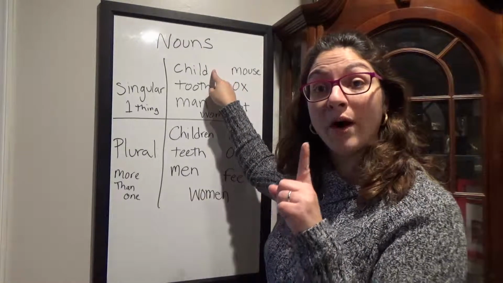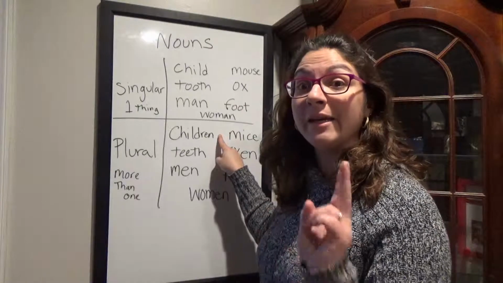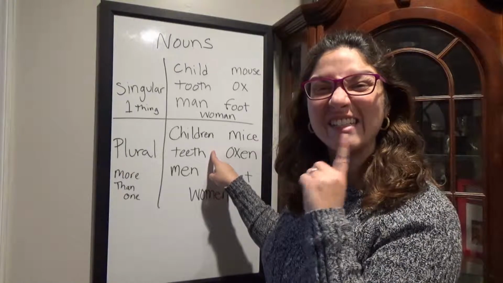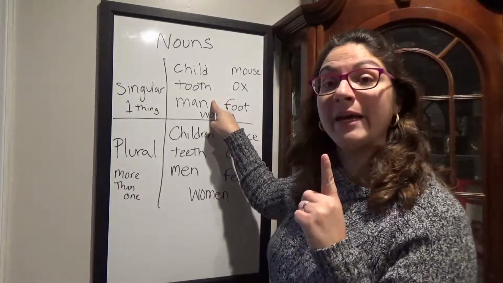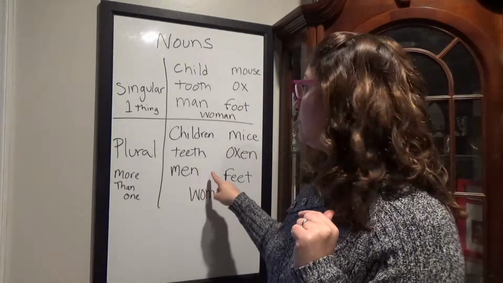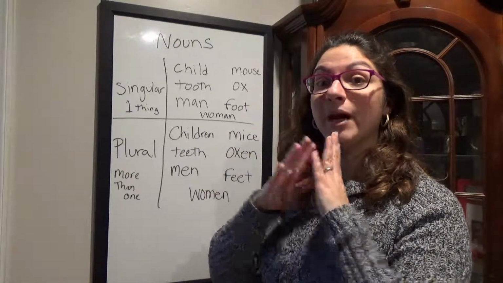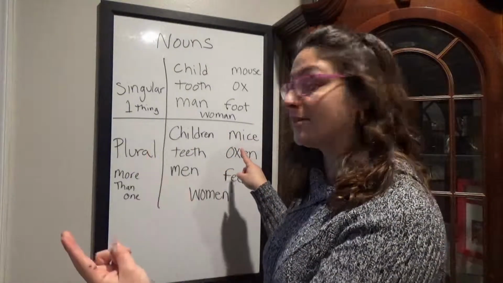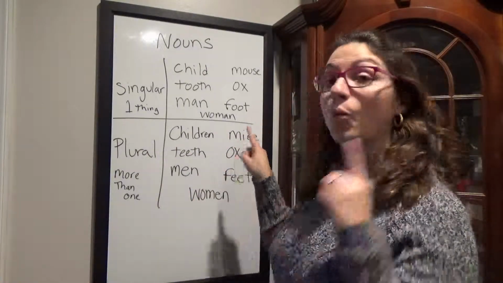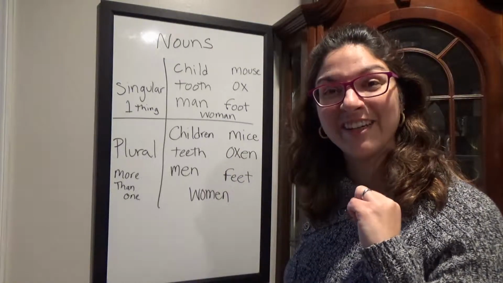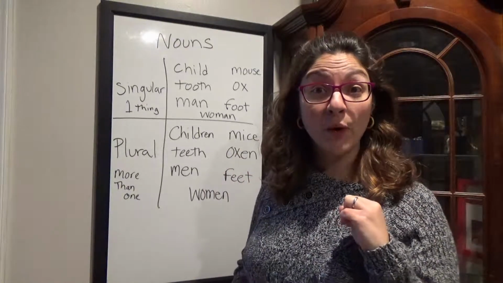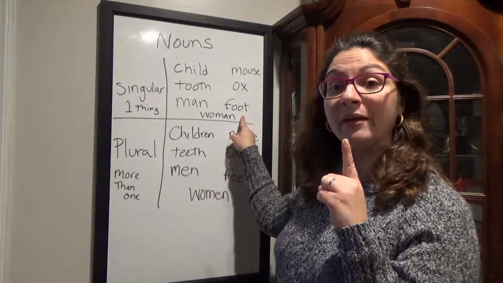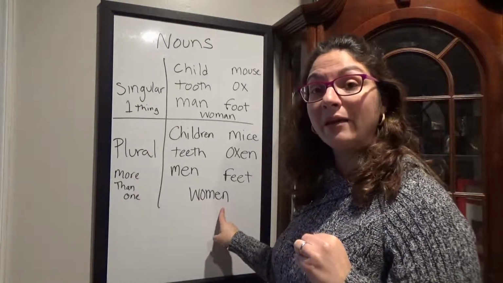Like we say one child, but many children. One tooth, but all your teeth. One man, but many men. One mouse, but many mice. One ox, but two oxen to pull that cart. One foot. Can you stand on one foot? Or maybe you need to stand on both of your feet. Feet would be the plural. One woman and many women.